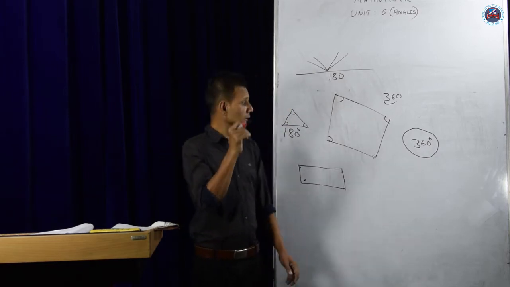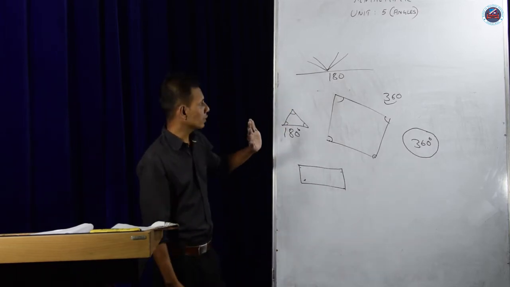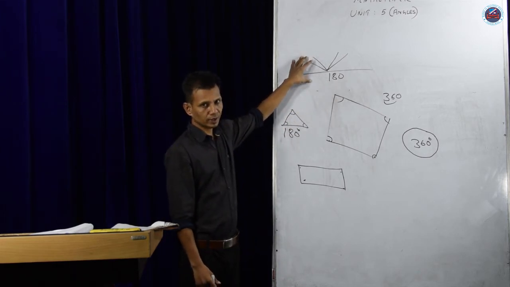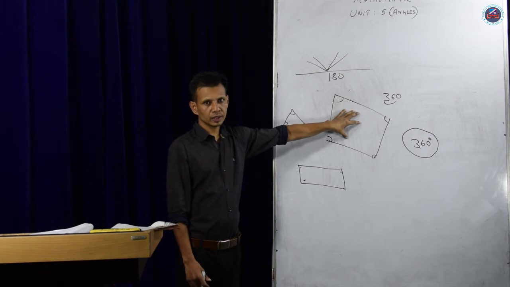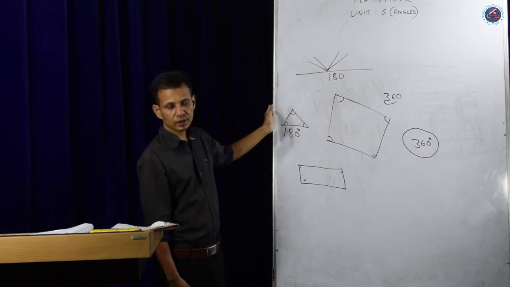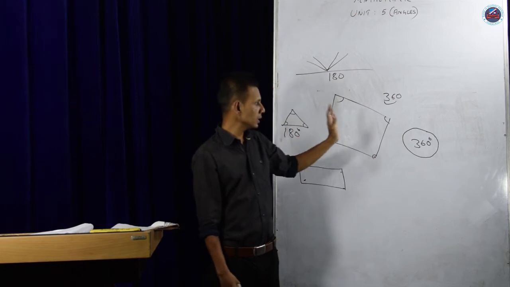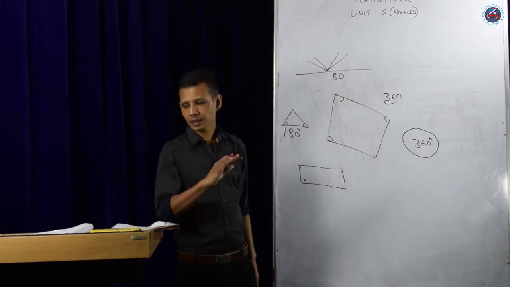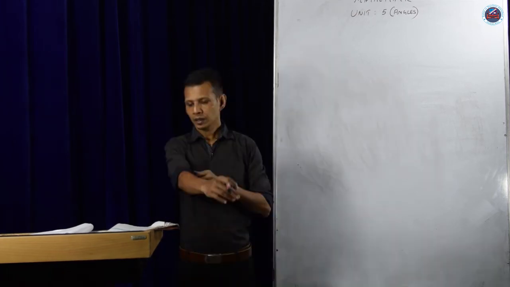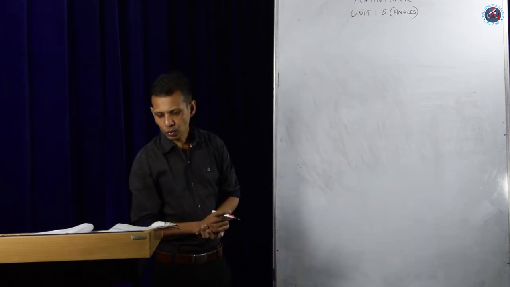Okay? Just catch this for timing. Angles on a straight line add up to 180 degrees. Any quadrilateral's angles, 4 angles, add up to 360 degrees. Triangle, you know, 3 angles, if you add up, you will get 180. And angles on a point is 360 degrees. Okay, children, let's go to question number 1.